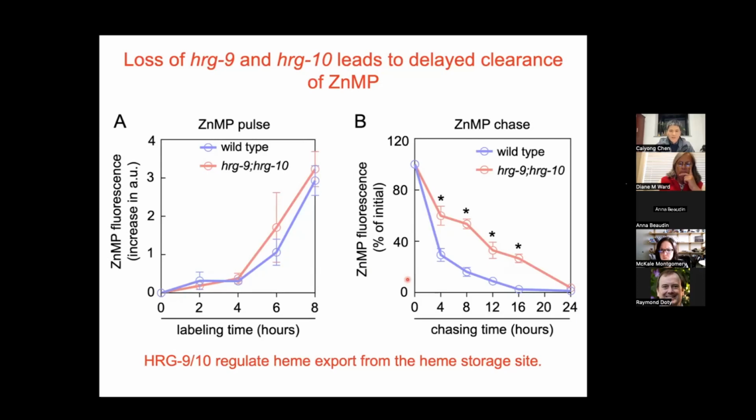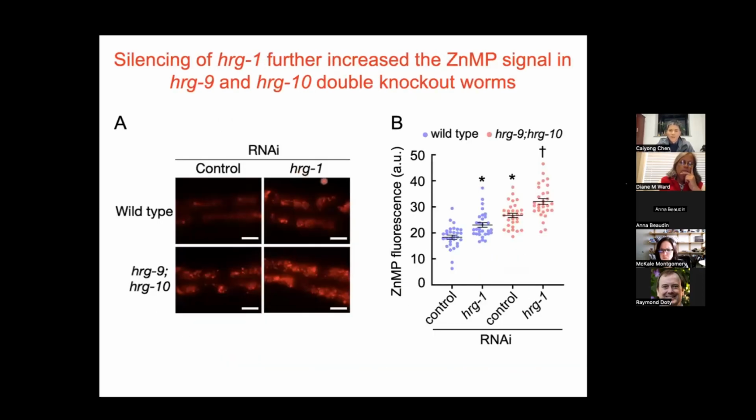And this function is similar to that of HLG1, which is a known LRO heme exporter. So to find out whether HLG9 and HLG10 work in the same pathway as HLG1, we silenced HLG1 in the double knockout worms. As you can see in panel B, silencing of HLG1 further increased the intensity of zinc metalloporphyrin in the double knockout worms, suggesting that they may function independently.